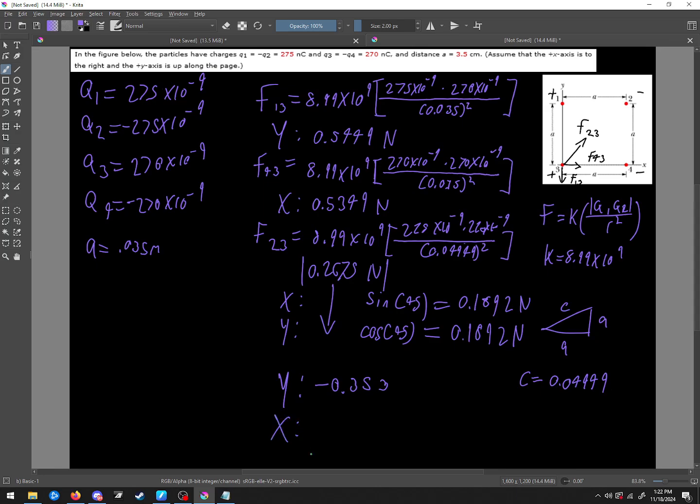And the x component here is going to be adding. So we're going to add the 0.53 plus the 0.18, and we are getting 0.728. Okay, there you go. That is how you do problem 2. Apologize for misleading for the second I did.